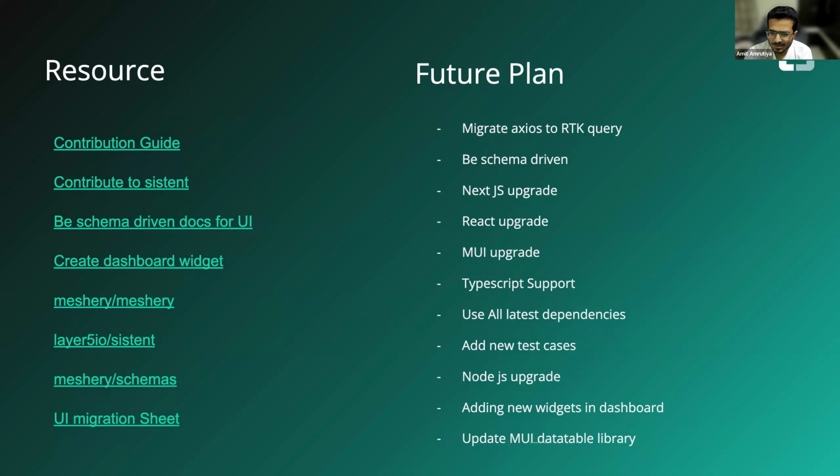We also use JavaScript, not TypeScript, in Meshery UI, so we want TypeScript support as well. Also, we are currently on Node.js 20 and the latest version is 22. And we want to migrate our XHRs to RTK Query. Currently we use both, and we want to have RTK Query only.